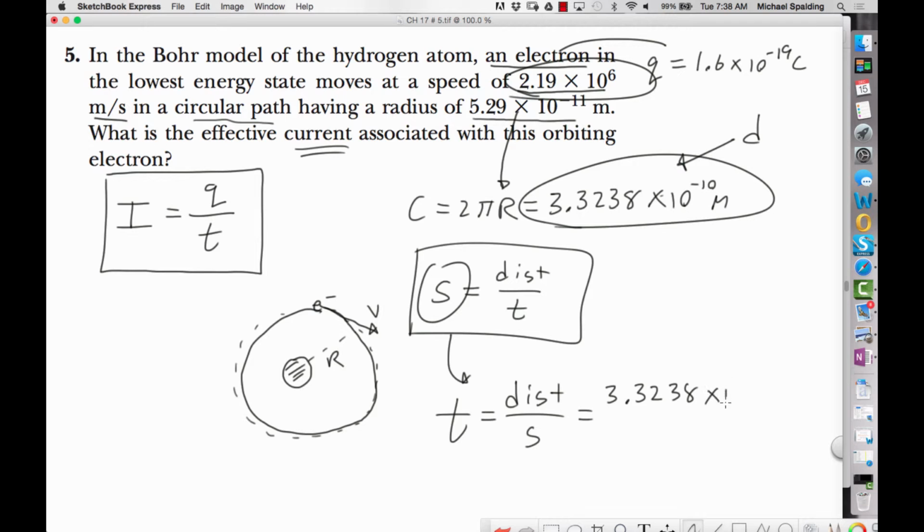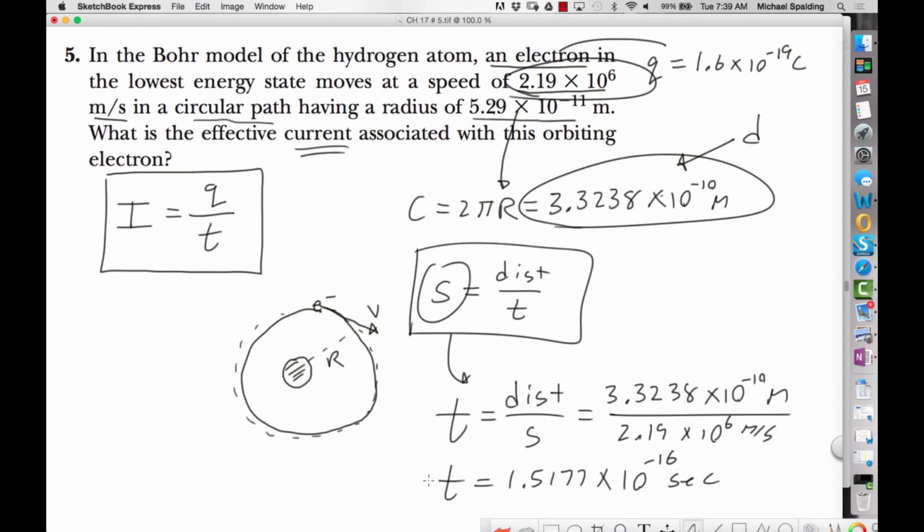So we go 3.3238 times 10 to the negative 10 meters, divided by the speed, 2.19 times 10 to the 6 meters per second. So the time for one complete orbit of the nucleus is 1.5177 times 10 to the negative 16 seconds.